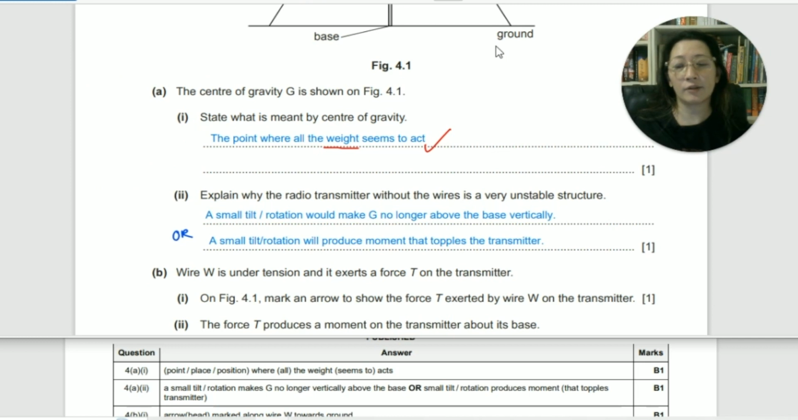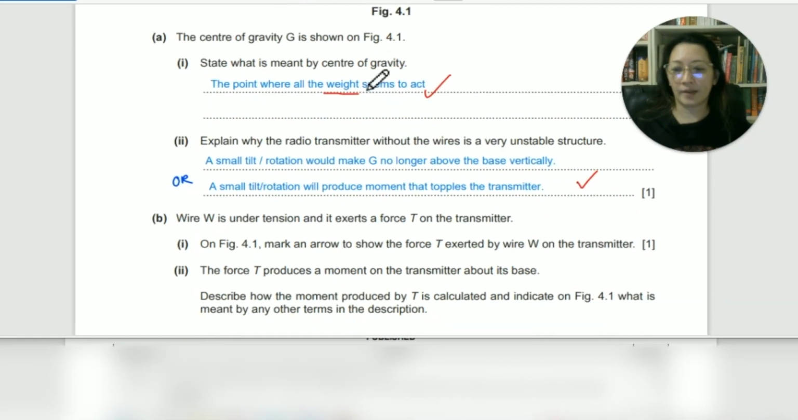The key thing here is to understand what's going on. So it's all about the toppling of the transmitter due to the moment caused if there's a slight shift in terms of the transmitter where it's no longer upright. So let's look at B. Wire W is under tension and it exerts a force T on the transmitter. On figure 4.1, mark an arrow to show the force T exerted by wire W on the transmitter.